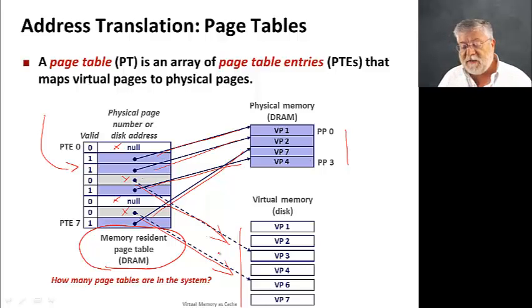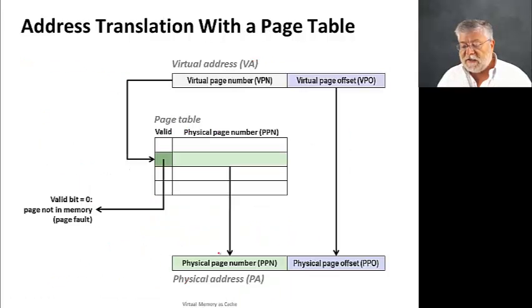So how many page tables are there in our computer system? Well, let's think about that. We're going to need a page table for every virtual memory, and we know that every process is going to require a virtual memory. So there'll be 1 page table for every single process. All right. So let's go look at that address translation again.